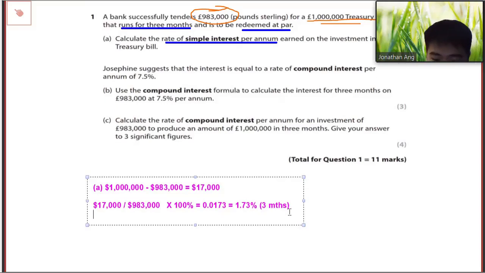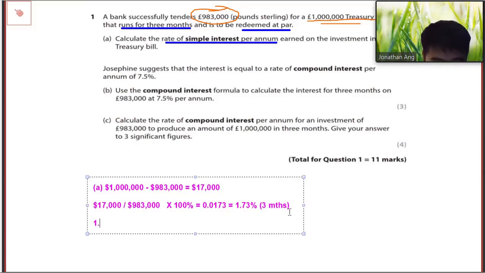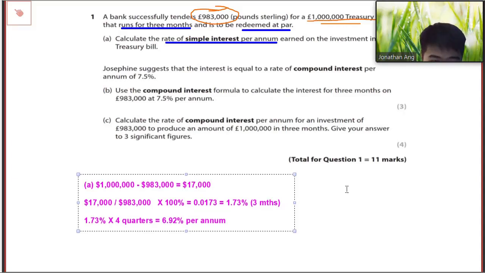So with 12 months time, you are basically earning 1.73% multiply with 4 quarters, right? 3 months is 1 quarter, so you multiply it with 4 quarters, you will get 6.92%. This is per annum. This is the simple interest per annum. Okay, so don't get tricked by the question.